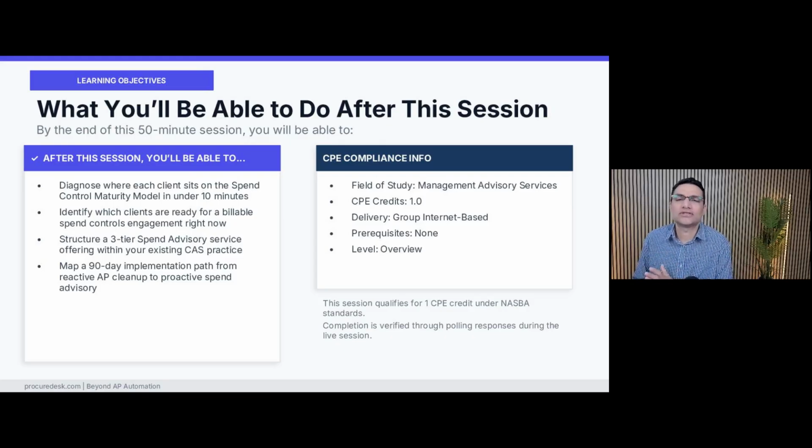After this session, you will be able to diagnose each client's needs when it comes to spend control based on a maturity model, a quick 10-minute survey, and you can figure that out. Identify which clients are ready for a billable control advisory service, what the 3 tiers of advisory services are, and how you can design that. We'll also hand you a 90-day implementation plan that you can take forward. Of course, this covers CPE credits, so I just wanted to mention it there.